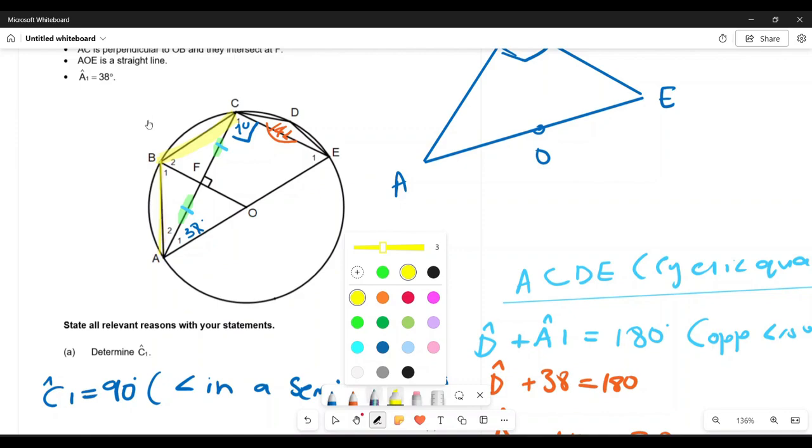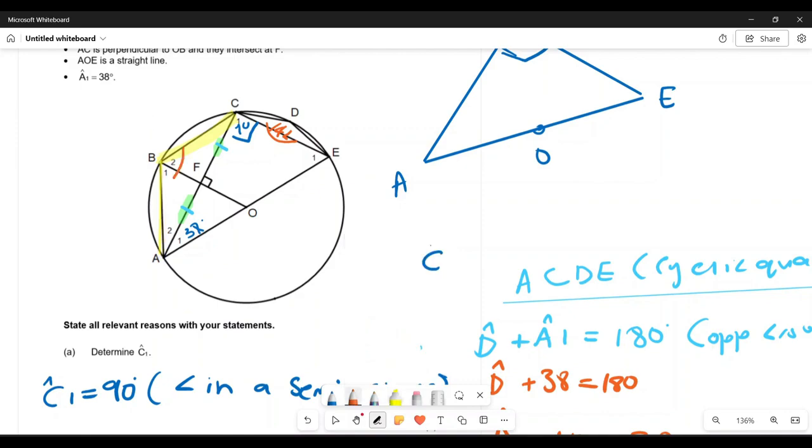Right, so this is the angle that I'm trying to determine, this angle right over here. How would I go about determining this angle? Angle B. Now, I want you to note something again. Can I use this triangle ABC? Not really, because I don't have any values inside this triangle that I could use. So I won't use this triangle.